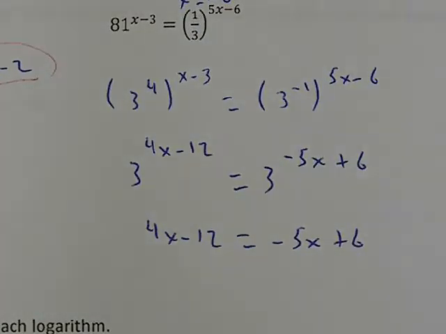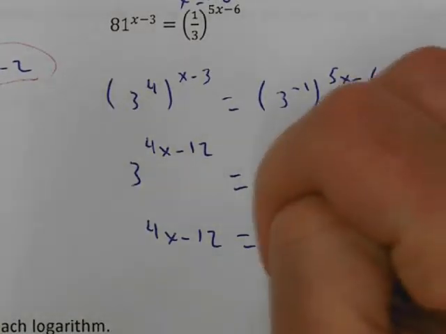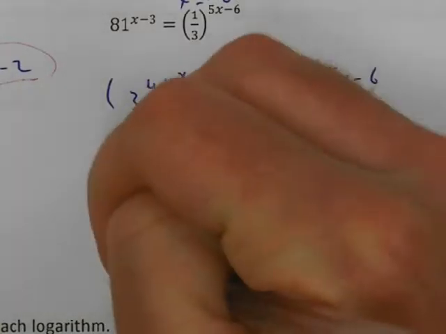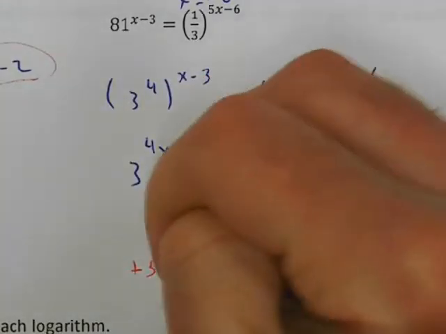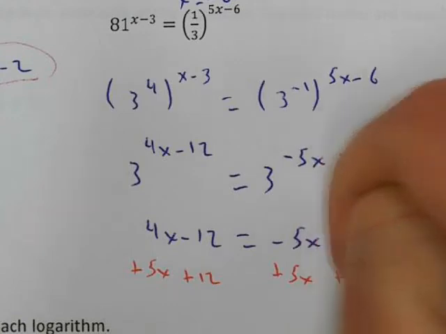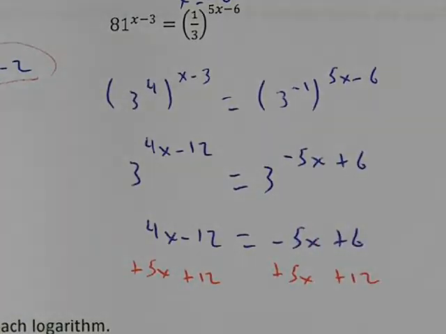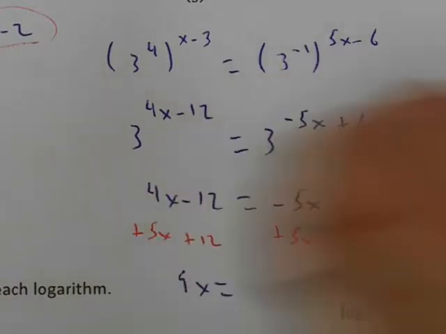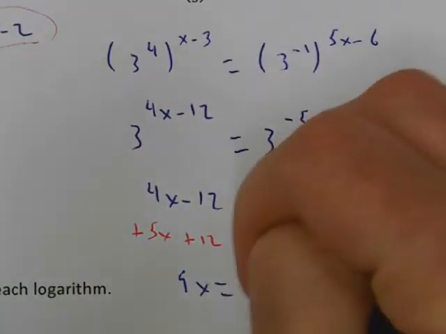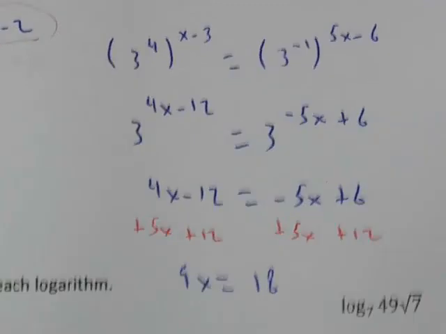All right, let's do a couple things here. First, I want to get my x's on the same side of the equation. I'd like to keep them positive if possible, so I'm going to add 5x to both sides. And then at the same time, let's go ahead and add 12 to both sides to get my numbers on the right side of the equation. All right, and then that's going to give us 9x equals 18. And if we divide both sides by 9, we get x equals 2.